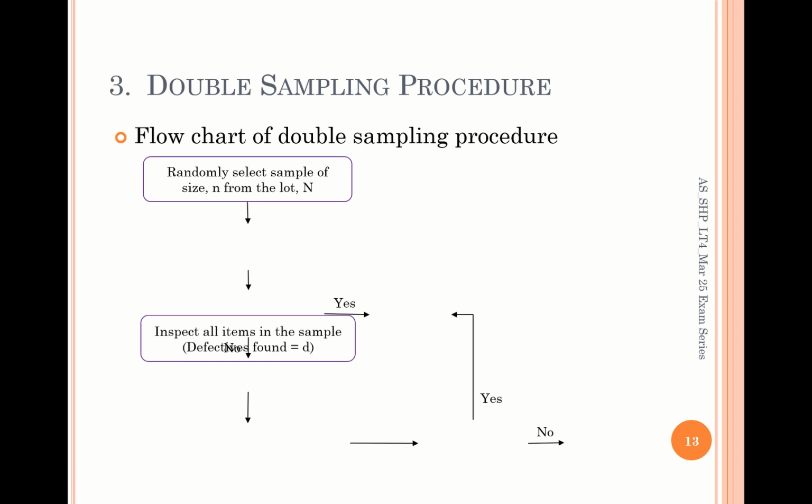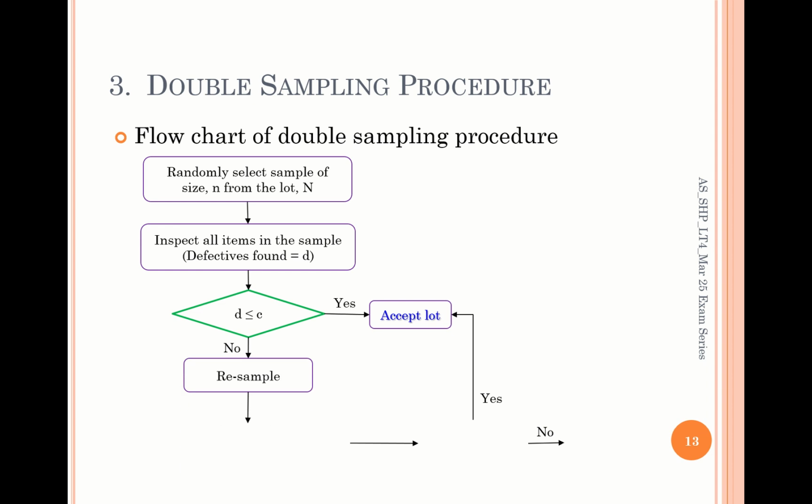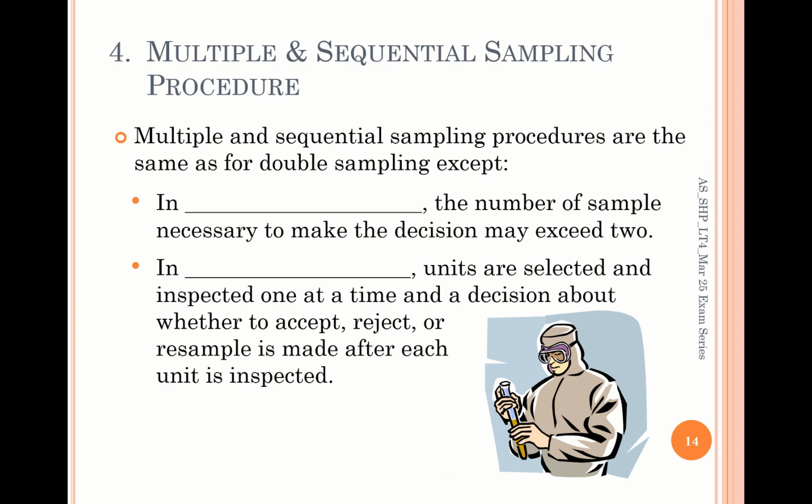So same thing here, select your sample size, inspect the samples that you collected. Check if within your acceptance number, good, accept it. If not, there's a problem, right? So you still want one more time, so you resample again and do it again the second time. And check again against the acceptance number. If yes, then of course accept. If no, then too bad. Give 2 chances, that's all. Anything more than 2 is not triple already, it's called multiple. Up to 2 only.